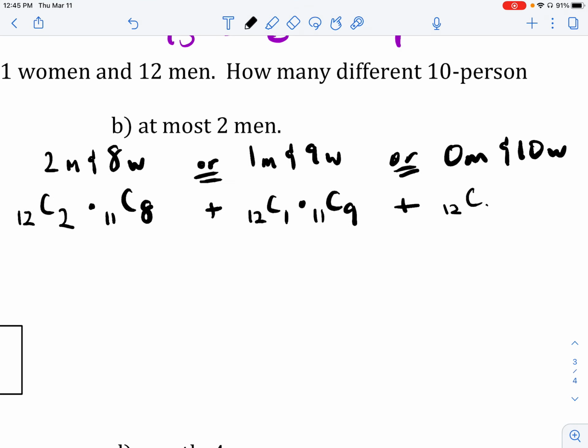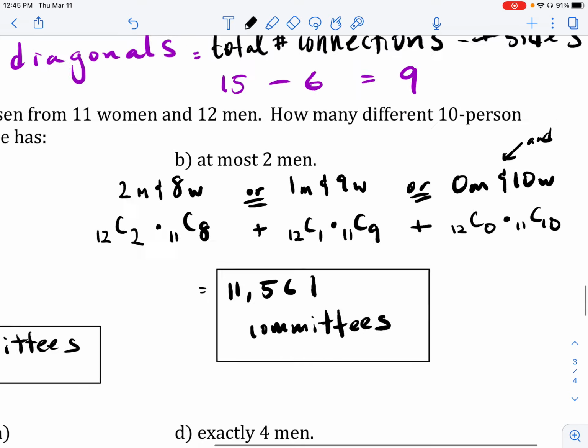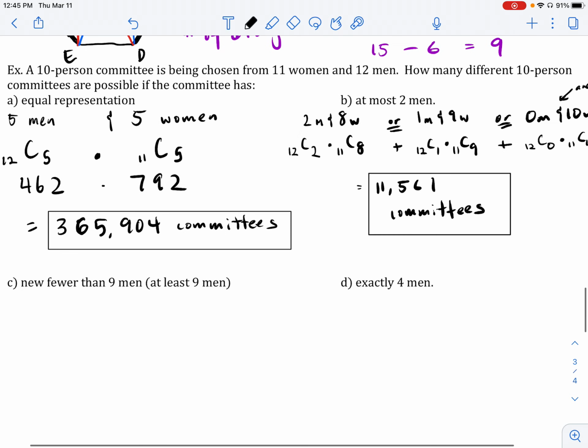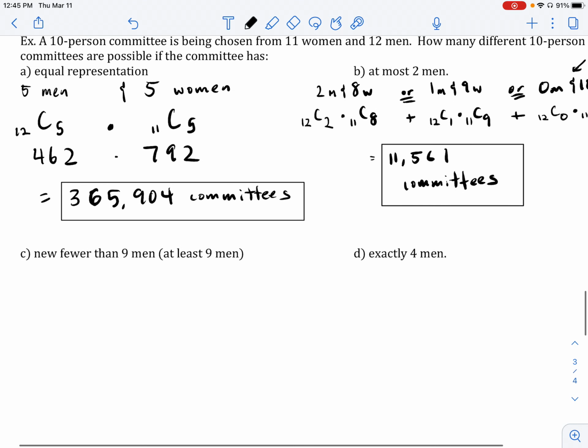This would be 12 choose 0, times, remember, and is multiplying. So in case that symbol wasn't clear, what I'm trying to write here is and 11 choose 10. Now, if you go ahead and calculate all this, I'm going to just jump straight to the answer. You should come up with 11,561 different committees that are available. Okay? All right. So I'm going to encourage you to pause the video and try these next two on your own. And in a moment, I'll go ahead and write down the scenarios here.